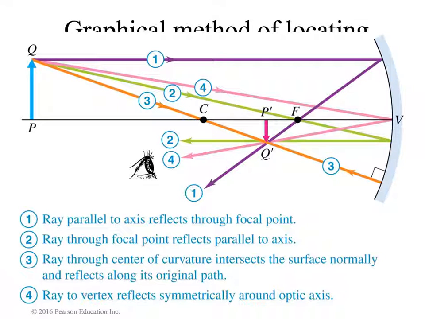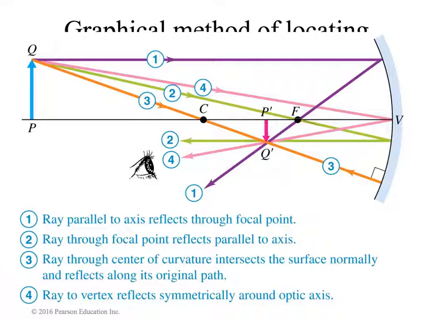Here, number 1 is the light ray that goes in parallel and reflects through the focal point. Number 2 is backwards of that. It goes through the focal point on the way and then reflects back parallel. Number 3 was the one that went through the center of curvature, and so it reflects back on itself. And finally, number 4 is the one that hits at the vertex and reflects back.